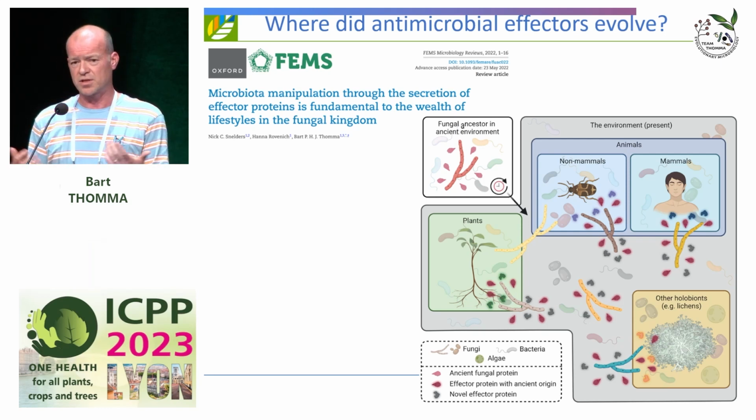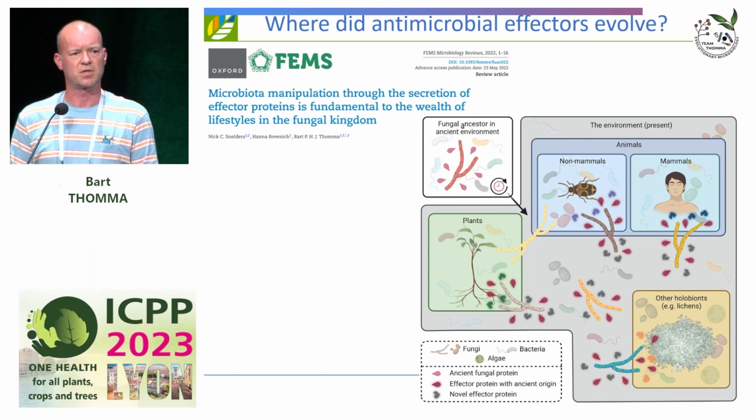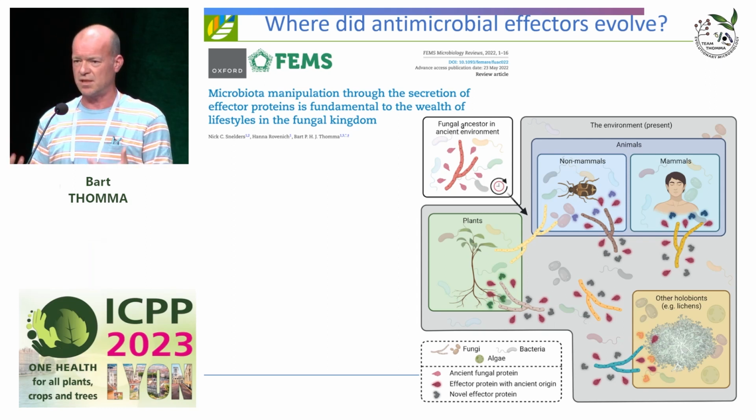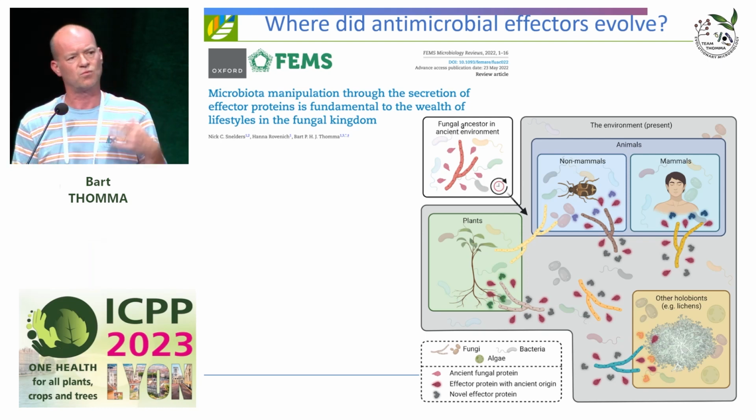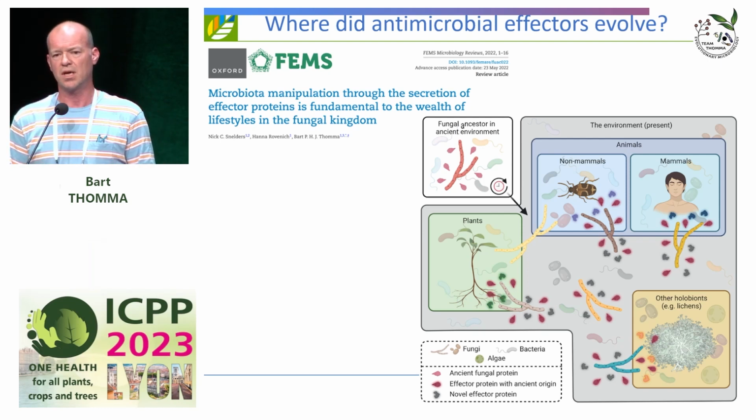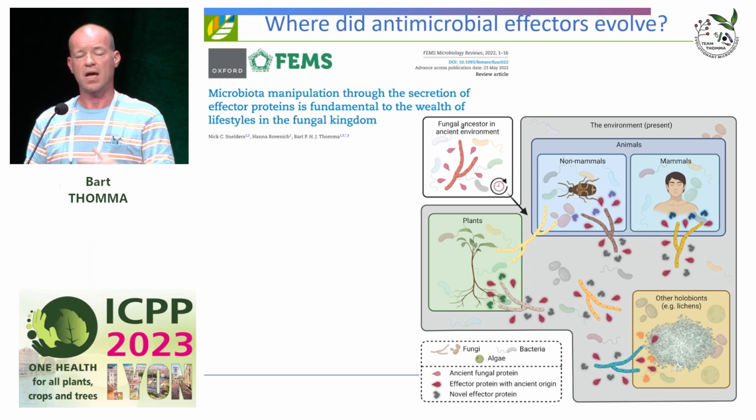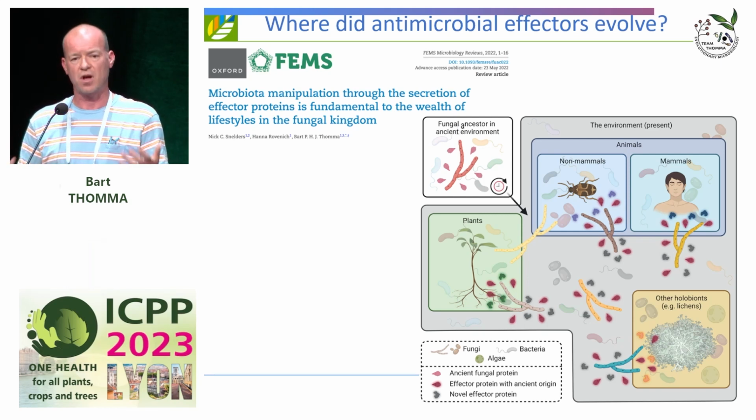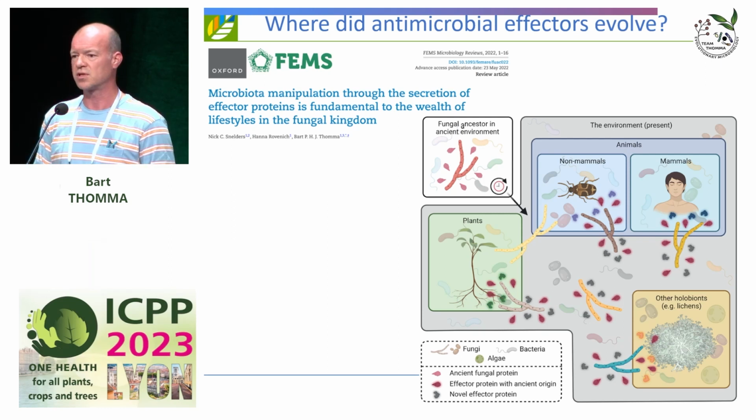And it got us thinking, where do these effectors actually come from? The hypothesis that we came up with is that perhaps this antimicrobial activity of these effector proteins is something very ancient, that was already encoded in ancestor fungi that colonized land before land plants arrived, when fungi mainly had to compete with other microbes for carbon in terrestrial systems.